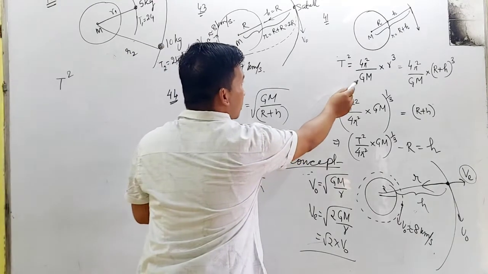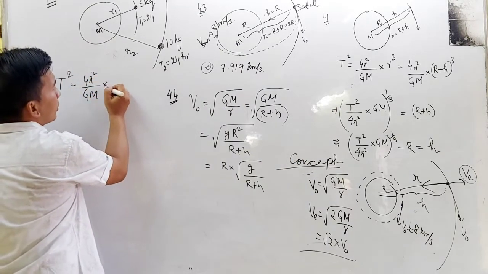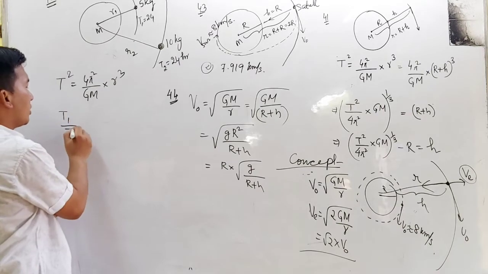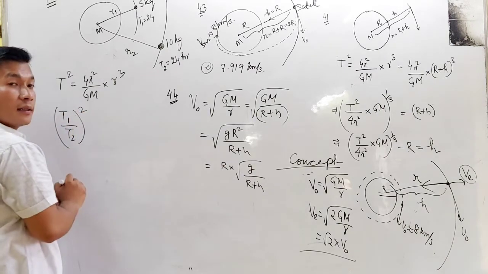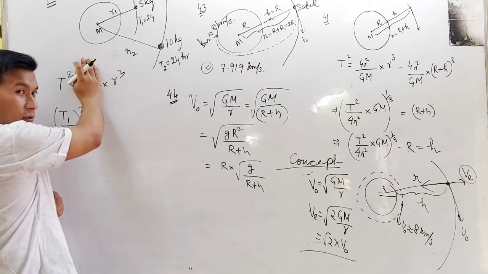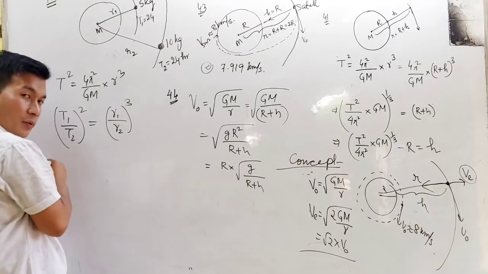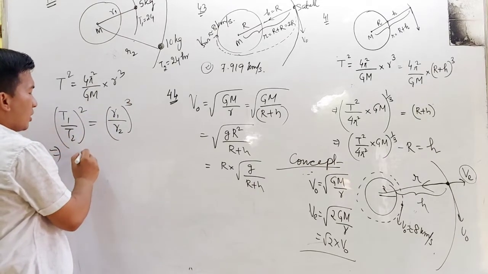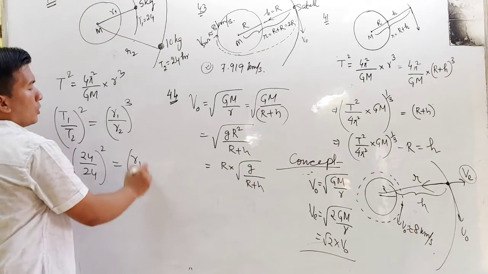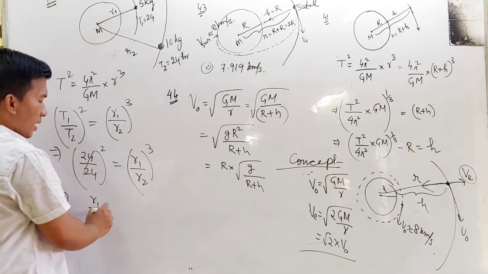T squared is equal to 4 pi squared divided by capital G M into r cubed. So T1 by T2 whole squared, the 4 pi squared by capital G M is common and cancels out, giving r1 divided by r2 cubed. Here 24 divided by 24 cancels out, this is 1, so r1 by r2 is equal to 1.